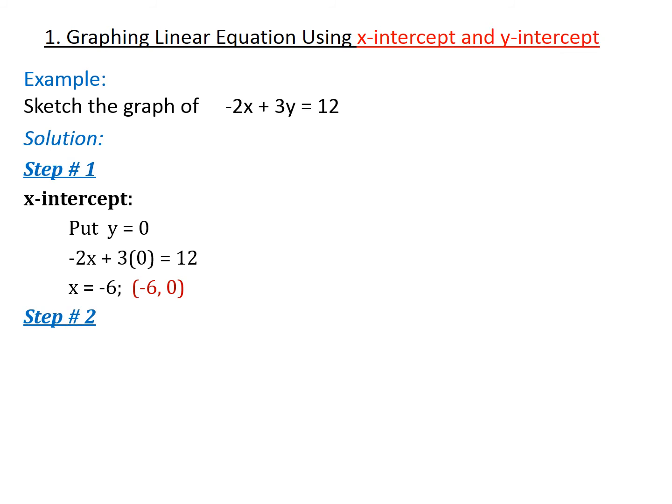Step number 2. We have to find the y-intercept. And to find the y-intercept, we put x equals 0. In the same equation, minus 2x plus 3y equals 12, replace x with 0. So we are left with 3y equals 12. Solve it, find the value of y, which is 4. x is 0, y is 4. So we now have two intercepts.